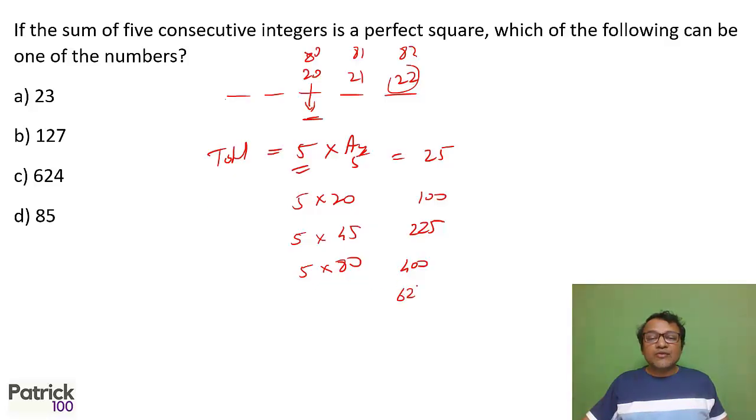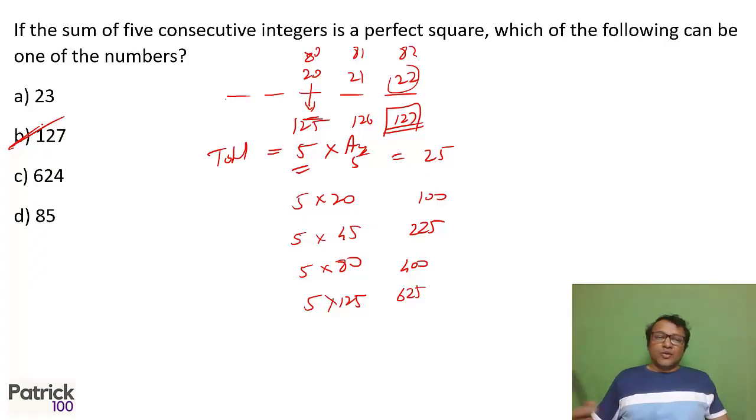Next will be 625, 25 squared, which is 5 into 125. Yes, if the average is 125, the highest will be 126 and 127. Possible, B option. You can also make it out by saying that it will be 5 into the average. The average should also be a multiple of 5 because the square will have 5 squared. Look at the numbers around; here 25 is the closest. But 25 can be the average, but 25 into 5 is not a perfect square. Here 125 is the closest and can be the average. So 125 into 5 will give you 625, a possible perfect square, B option.